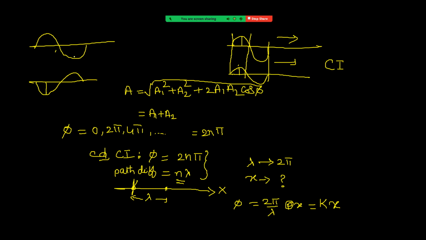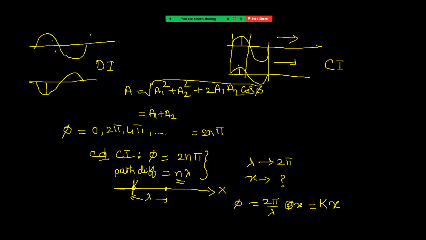And here trough is falling over crest. So this is what we call destructive interference. Okay. So constructive means crest is falling over crest, trough is falling over trough. That is what we have seen here. Then amplitude is maximum. Coming to here, crest is falling over trough, trough is falling over crest. So this is what we call destructive interference.